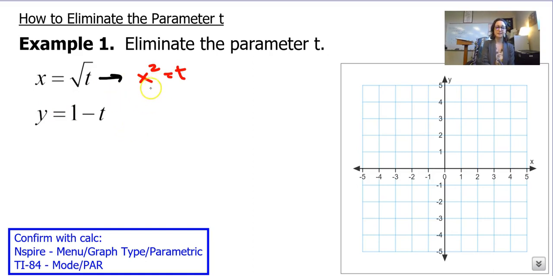Okay, and now I'm going to make a substitution. So I'm going to come to my y equation here, and anywhere I see a t, I'm going to replace it with what? With x squared. So I'm going to end up getting y equals 1 minus x squared. And now I've eliminated my parameter t. Do you see that? So now we've got just x and y, which is what we're used to, again, with rectangular equations.